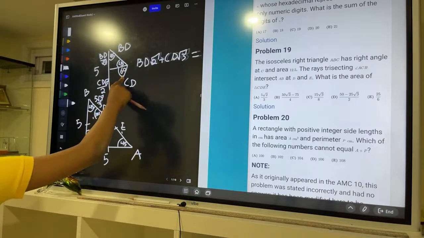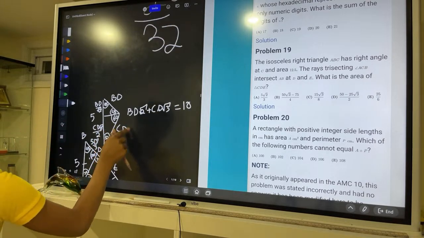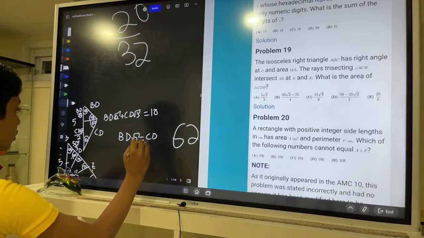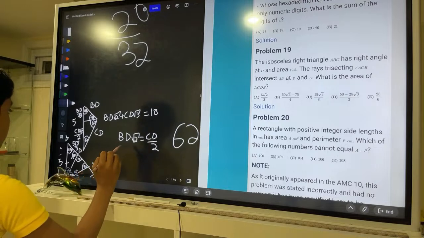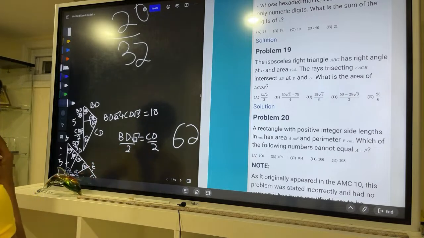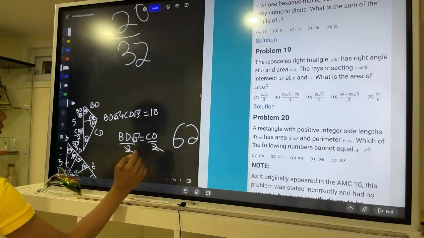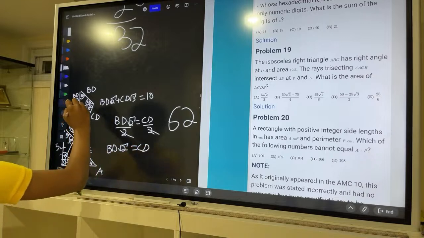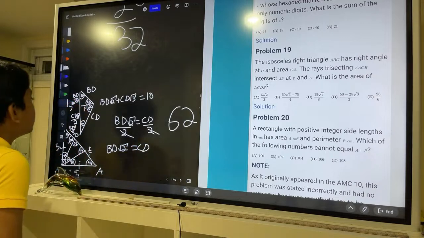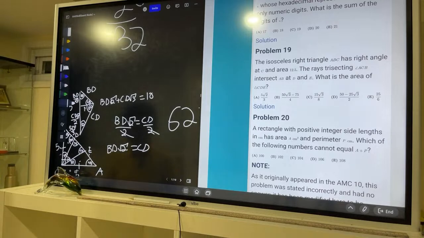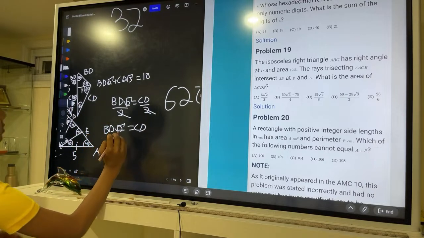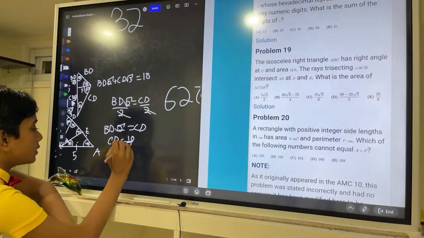Wait, so BD√2 is equal to CD over 2, √2 over 2. Oh, shoot. Oh, because of this side right here, which is both CD over 2 and BD√2 over 2. Oh, my shish kebab. So CD equals 10 over √3 plus 1.